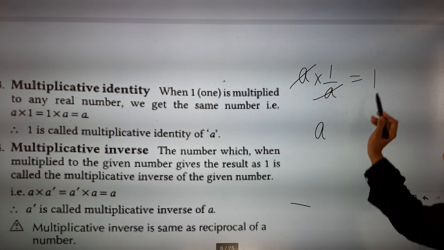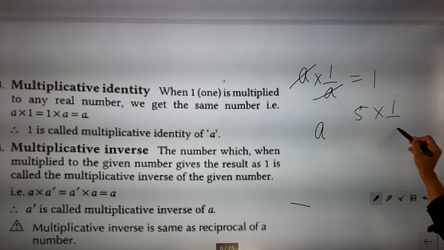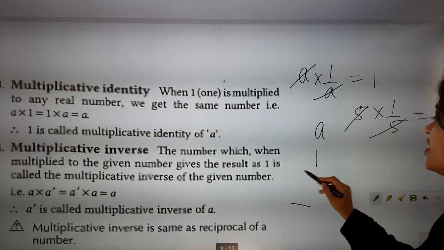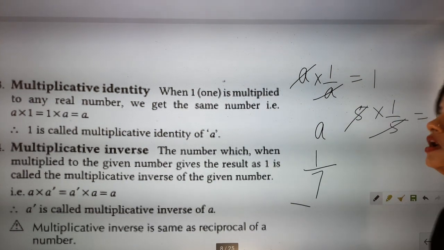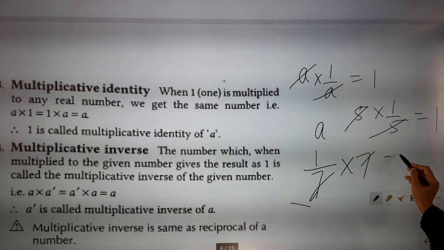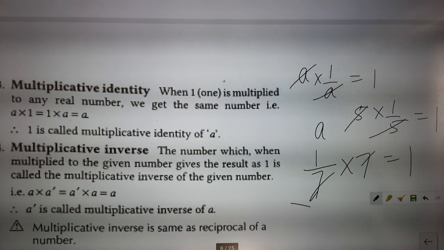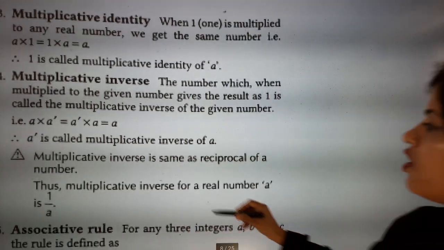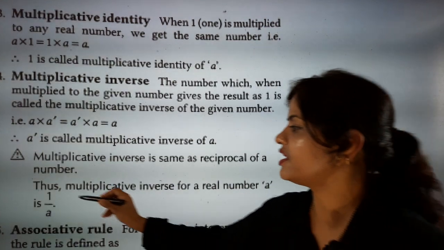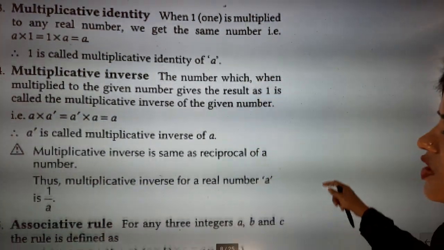What is the multiplicative inverse of 5? Then you will say the multiplicative inverse of 5 is 1 by 5. So when we multiply, the answer will always come 1. What is the multiplicative inverse of 1 by 7? The multiplicative inverse of 1 by 7 is 7, so that when it cancels, the answer comes as 1. So multiplicative inverse is the same as the reciprocal of the number. The multiplicative inverse of a real number A is 1 by A. This is what we discussed.